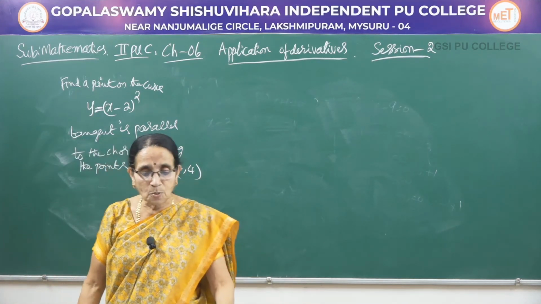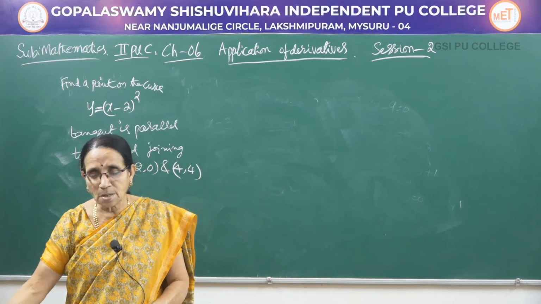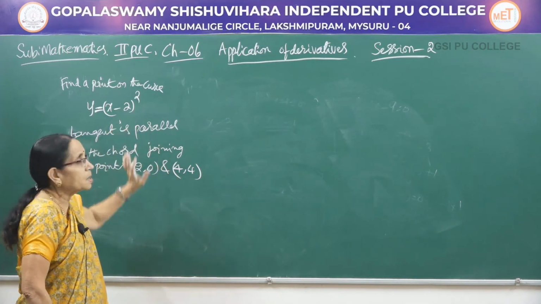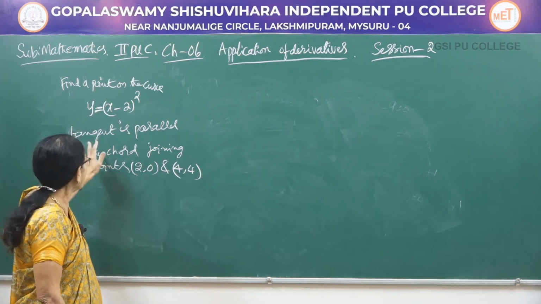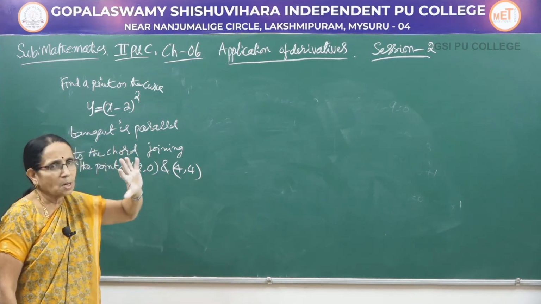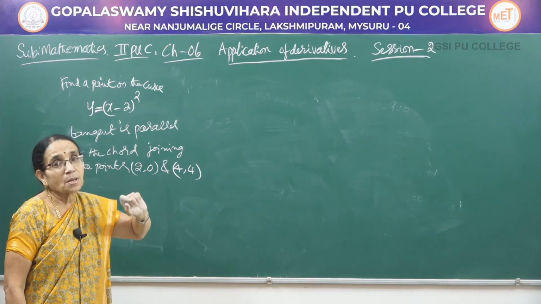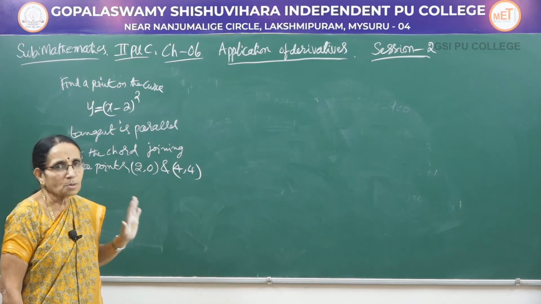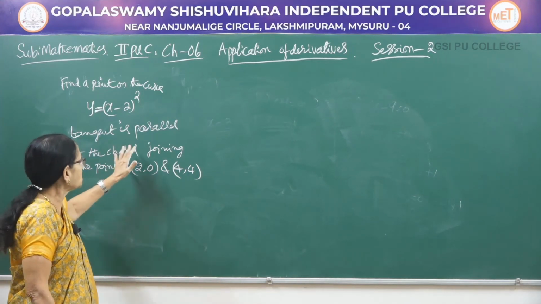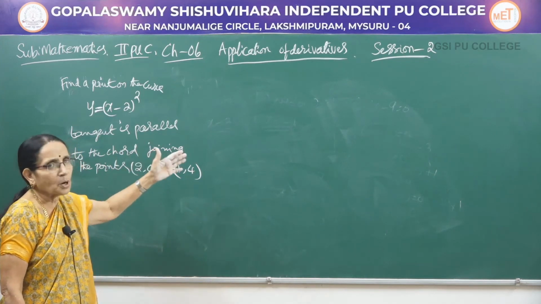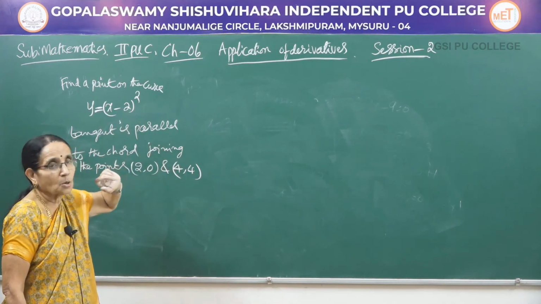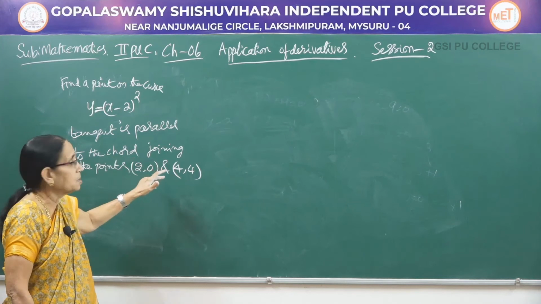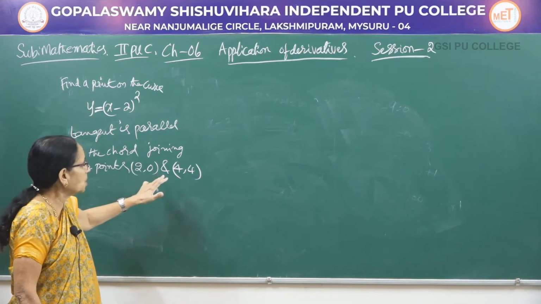Now understand the problem carefully. Finding a point or points is given for a 2-mark question only. Look here, a curve has been given to us. Now the tangent has been drawn at a particular point. How is the tangent in this case? In the previous problem it was parallel to the x-axis, so we took dy by dx to be equal to 0. Here the condition is different. A tangent has been drawn at some point on the curve. Now that tangent is parallel to the chord joining 2, 0 and 4, 4.